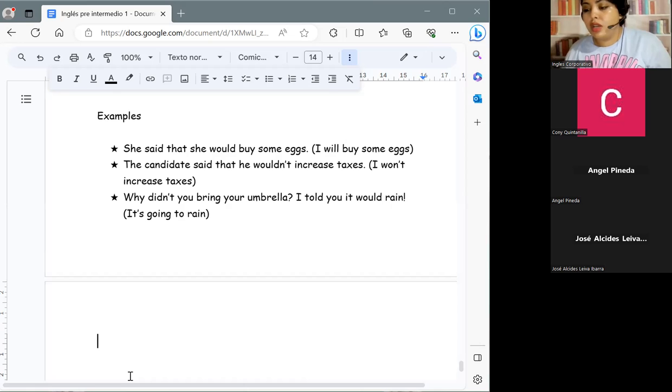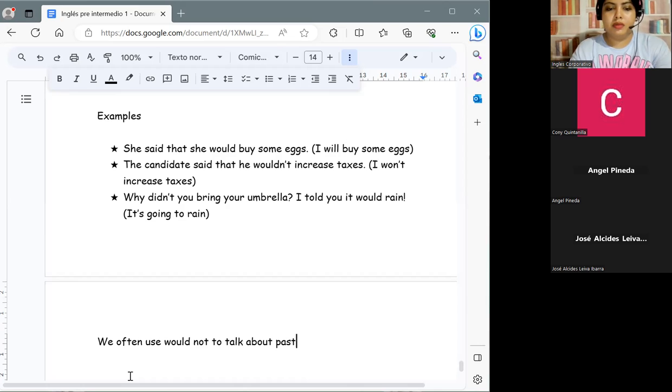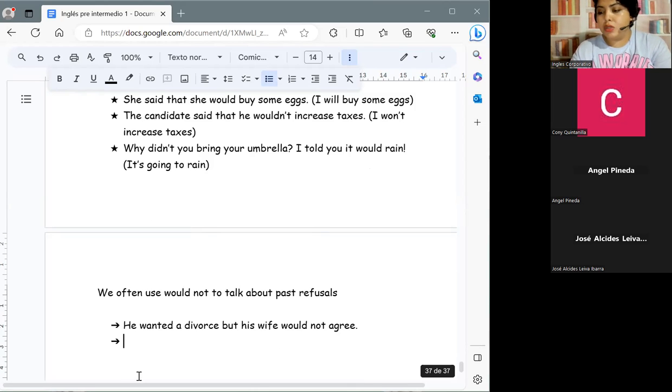We often use would not to talk about past refusals. And we have here, he wanted a divorce, but his wife would not agree. Next one. Yesterday morning, the car wouldn't start.